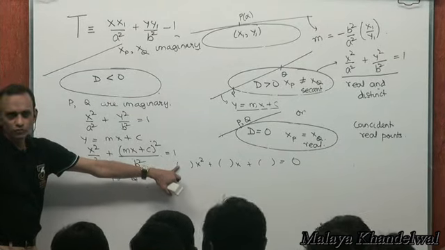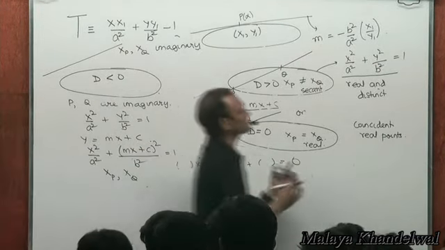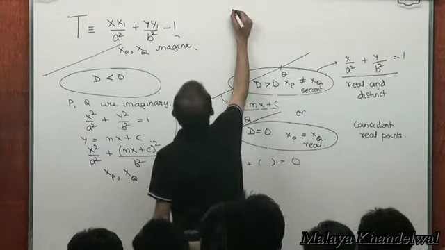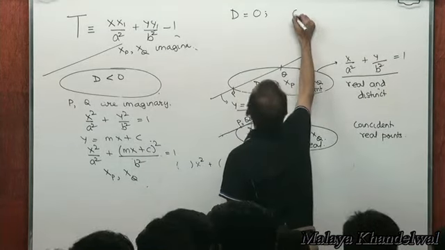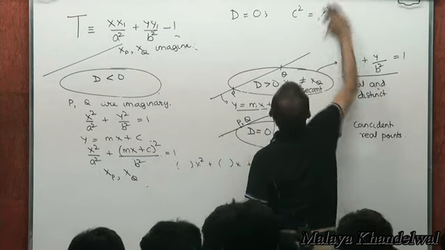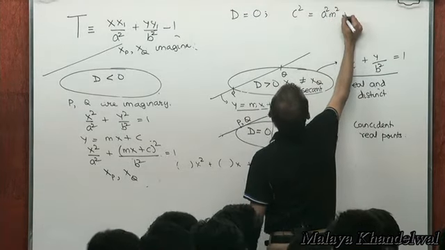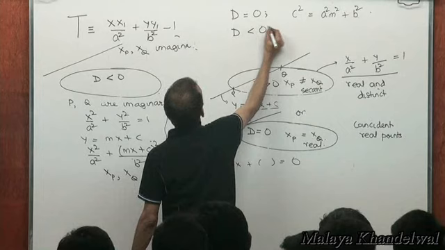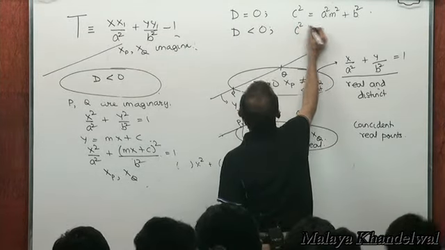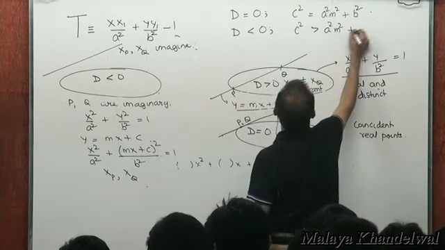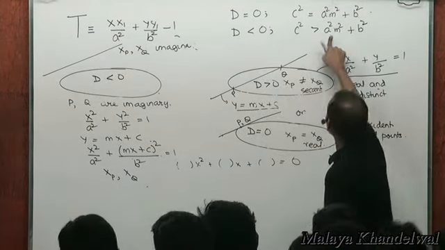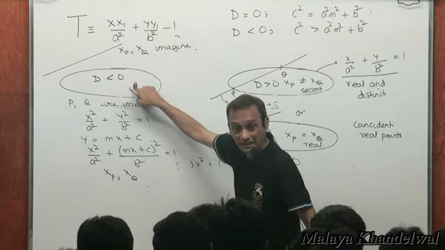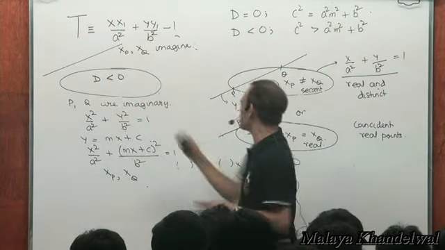Now, if you obtain the discriminant of this quadratic, let me just give you the final result, because again, no point wasting time there. Discriminant equal to 0 will give me c squared equals a squared m squared plus b squared. Right? Discriminant less than 0 will give me c squared greater than a squared m squared plus b squared. That means if in this line c squared is greater than a squared m squared plus b squared, then the line will not intersect the curve at real points.